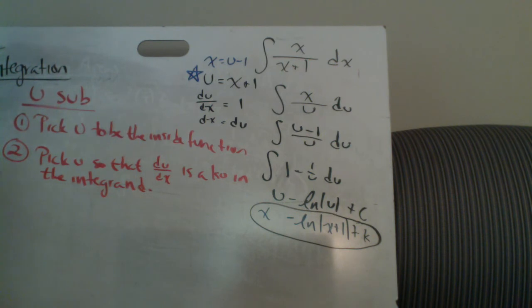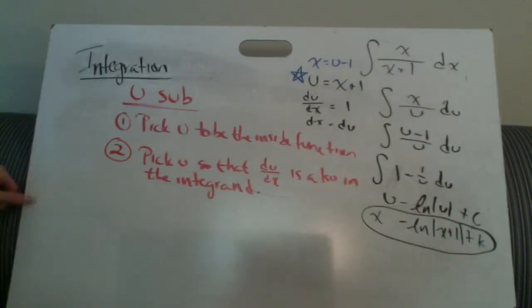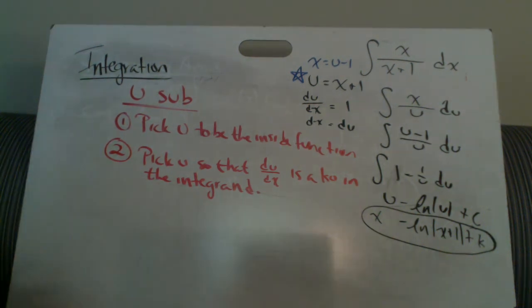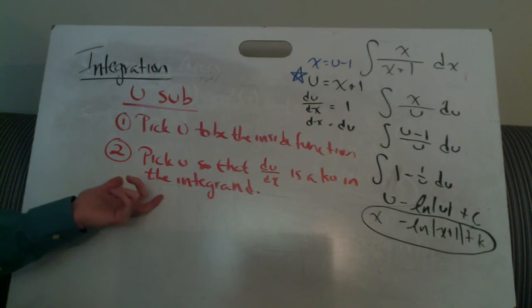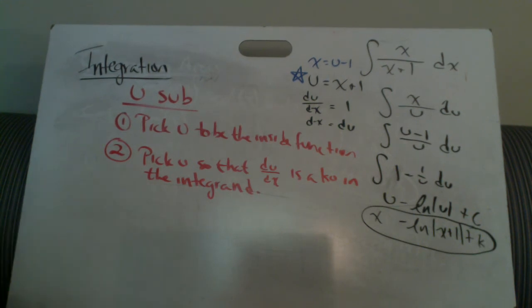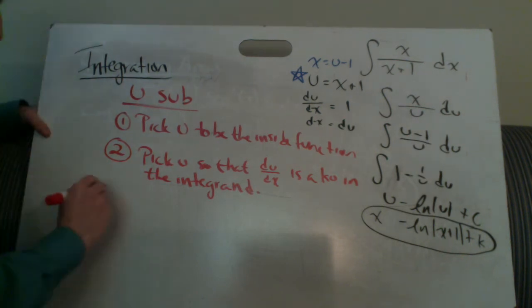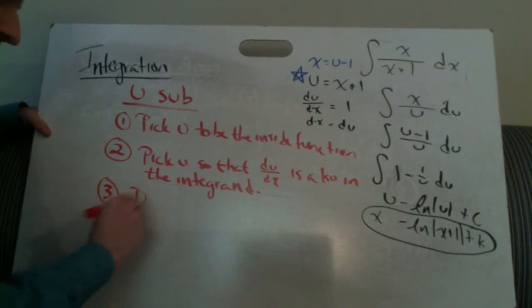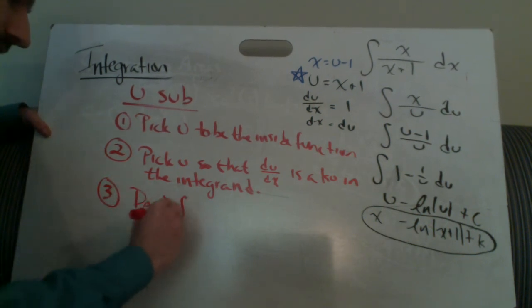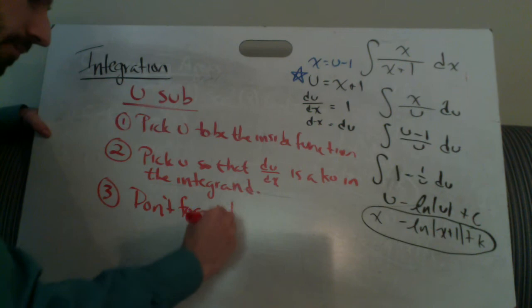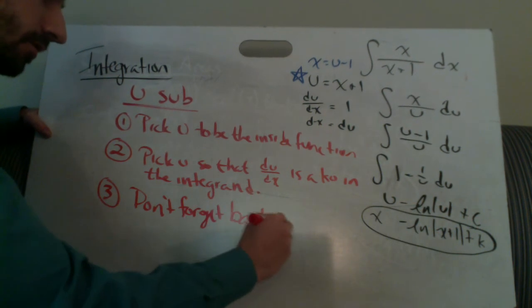All right? So that's our third step here. If we pick u to be the inside function, usually will work if there's an inside function. If not, we can pick u so that the derivative is also in the integrand. That way, that piece will cancel out. And our third step is, don't forget, back substitution.